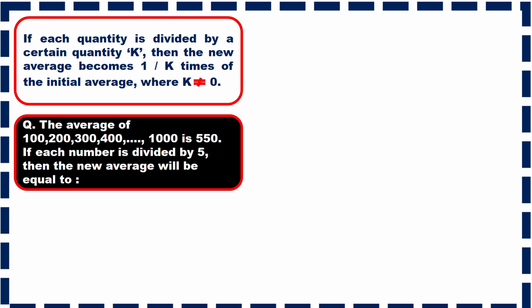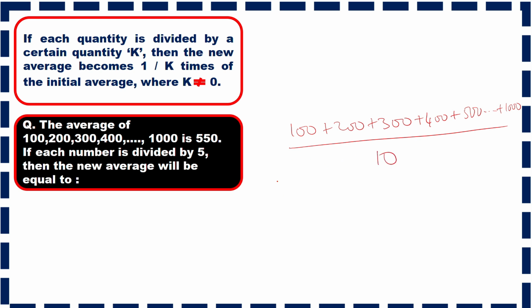So the average of 100, 200, 300, 400 till 1000 is 550, right? So 100 plus 200 plus 300 plus 400 plus 500 till 1000. How many numbers are there? Total 10, right? If we keep on adding 100 till 1000, the total number will be 10. So this average is 550.